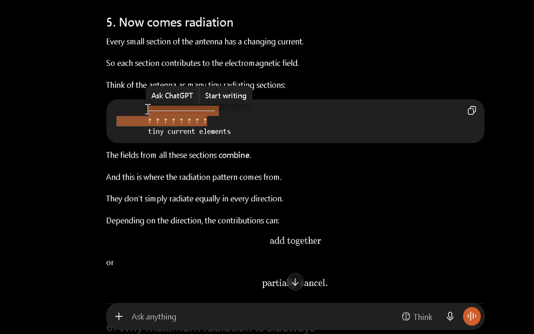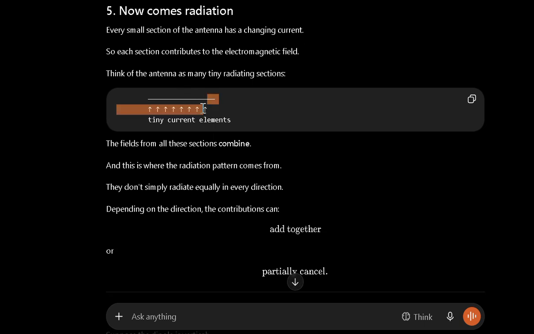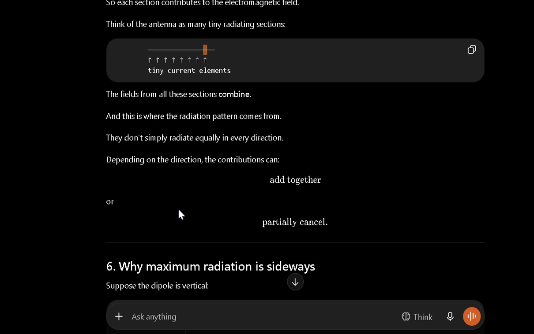So think of the antenna as very tiny radiating elements. If we take this horizontal line as the antenna, we take a tiny current element from it. The fields from all these sections combine, and this is where the radiation waves come from. They don't simply radiate equally in all directions. They combine and the radiation pattern comes depending on direction. If the directions of the tiny currents are the same, they will add up. If they are not the same, they will cancel out.